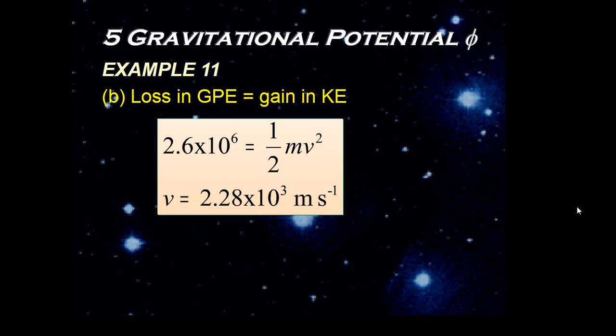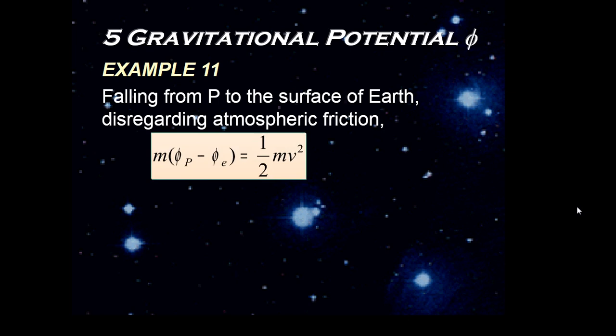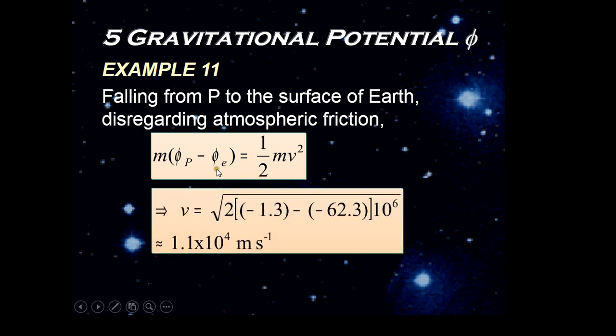Okay, right, so I'm just going to show you the answer. It looks like this. The change in potential energy will be the gain in KE. The change in potential, instead of 1.3 to 3.9, now becomes 62.3. So instead of hitting at a low speed, it now hits at a huge velocity. This, of course, disregards atmospheric friction. Okay?